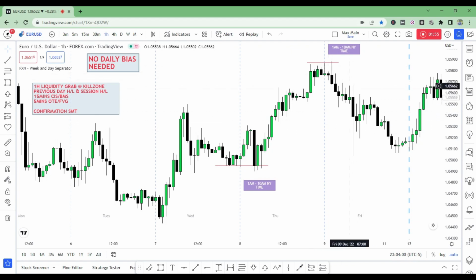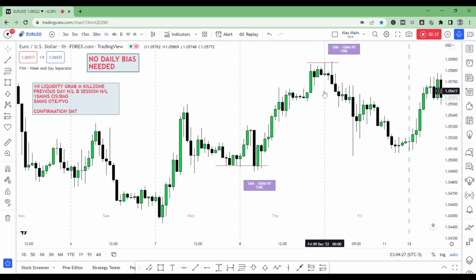So I've set my time and I have weekly dividers. Actually, I have an indicator here, which is a week and day separator, which basically separates the time from New York open, which is 00 UTC, to the next day. So I've separated my time using New York time. This is the midnight open in New York.